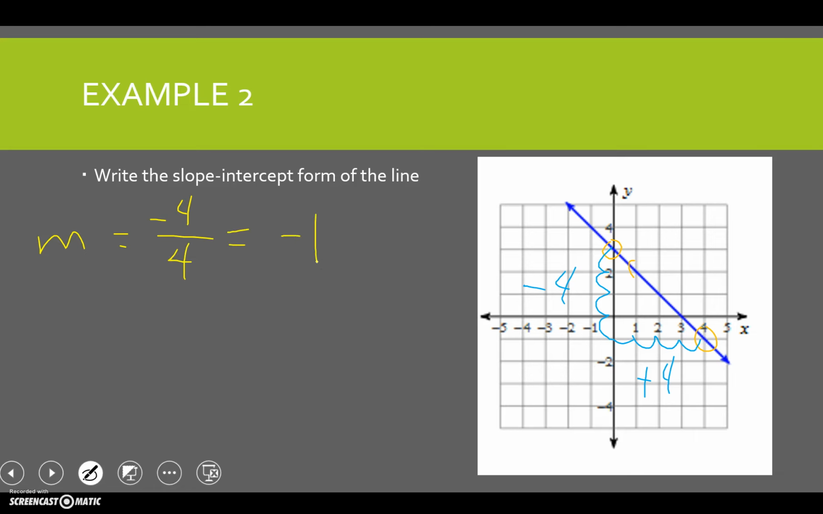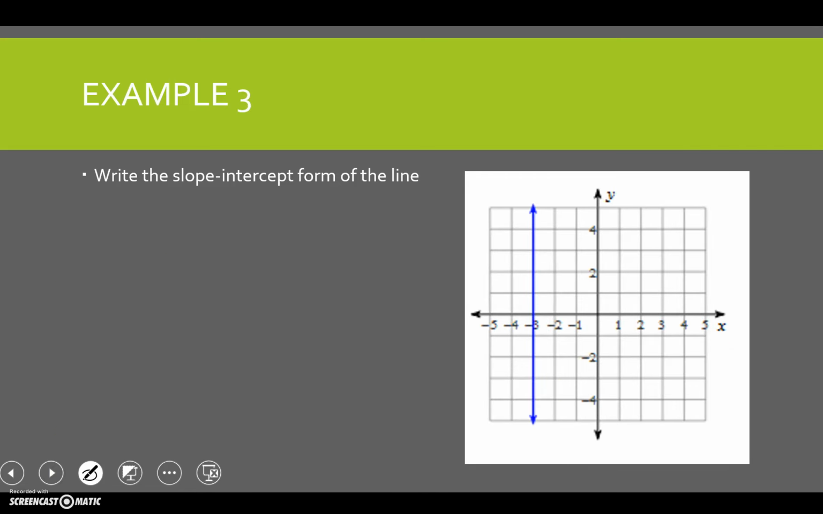Now that I have my slope, I need to identify my y-intercept, or my b. In this problem, it crosses the y-axis where y is equal to 4. So the y-intercept is equal to 4. Now I can write my equation. y equals negative 1x, which can also be written as just negative x, followed by our y-intercept of plus 4.